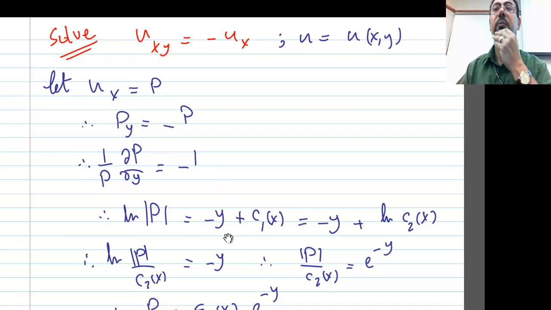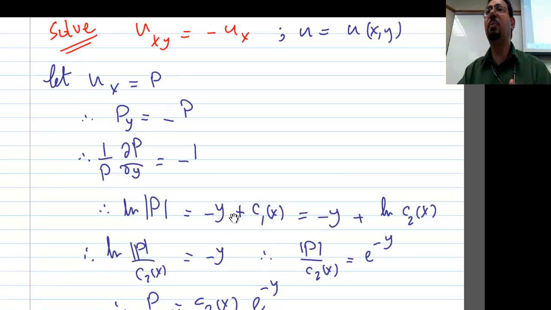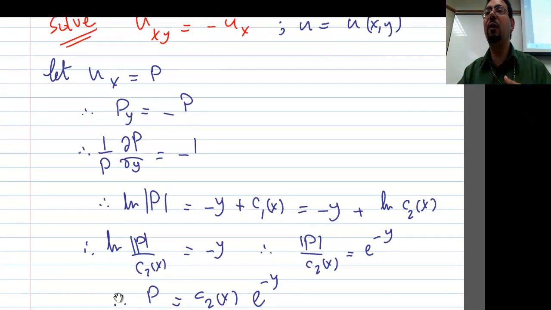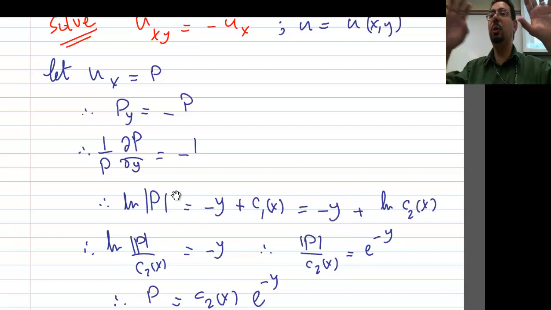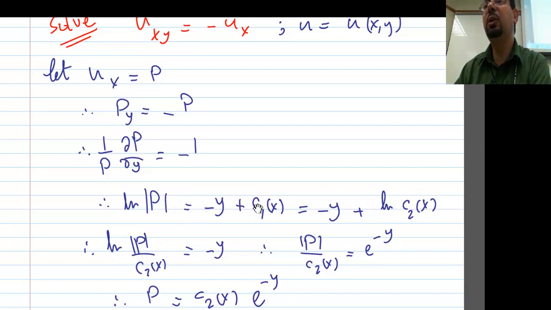So is p_y equal to negative p? Yes, that is a negative. This is ln p equals minus y plus c1 of x. So what are we going to do next? What's the plan? The plan is we eventually would like to have p in terms of y, so that we go back again and say that p is actually u_x and we integrate this. This form doesn't really help because it's a summation. How do we pull it into a product? And this ln also is not nice.